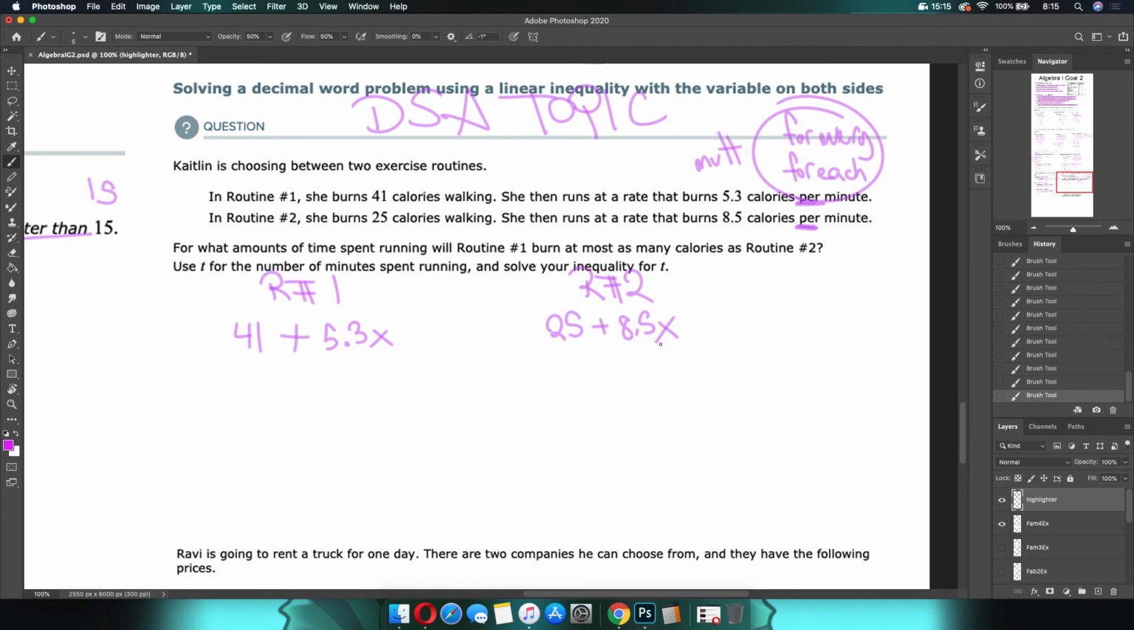And now what's the last thing we need? Routine 1 to be at most. At most is less than or equal to. Hey, funny that. We know how to solve that. So, which x do we want to start with? Let's see here. I'm going to choose the 3.2. So 41 less than or equal to 25 plus 5.3x, minus 25 minus 25.